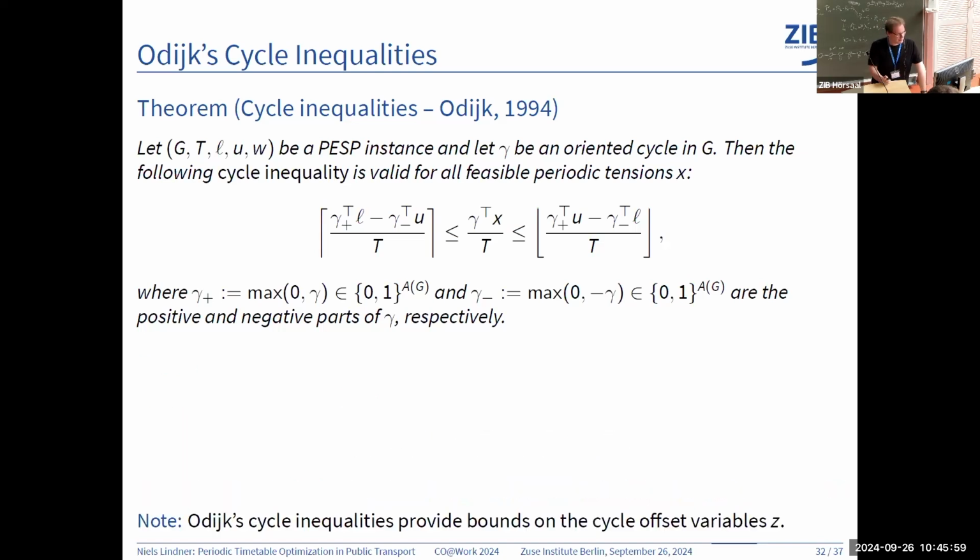Interesting. And you can also use those to put bounds on these cycle offset variables z, so these artificial variables, because they also just belong to cycles.